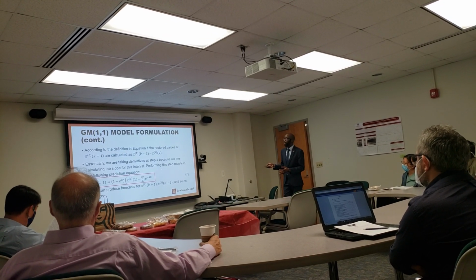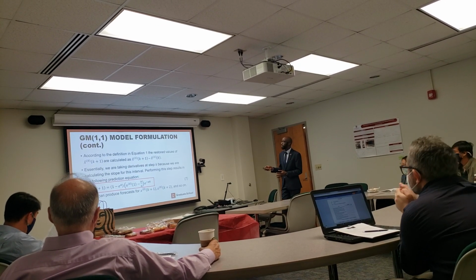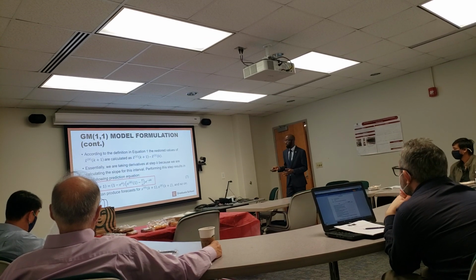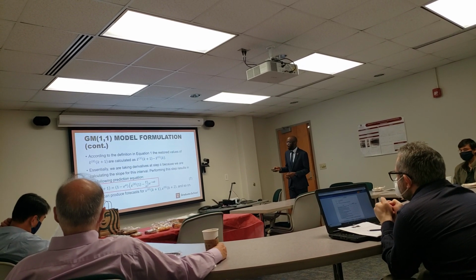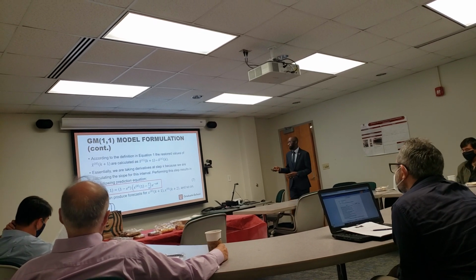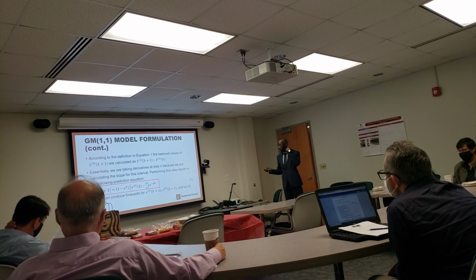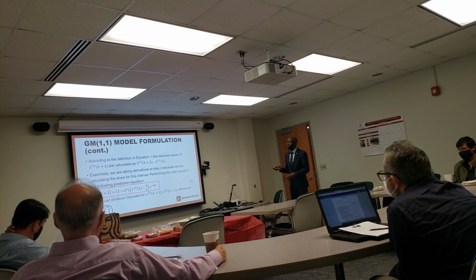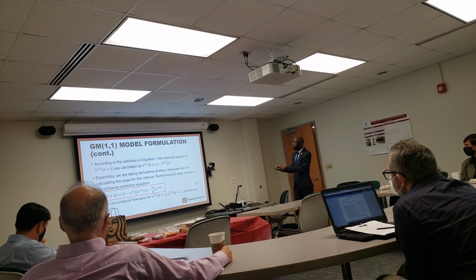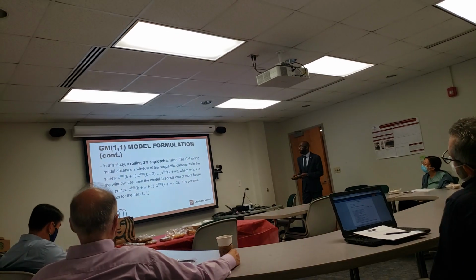To do that, we just subtract x1k from x1k plus 1, and from there we can derive the equation for our prediction. The x null k plus 1 equation can be derived from there, and that equation can be used to predict n steps: k plus 1, k plus 2, and so forth. In our case, we use this equation, but we use an approach called the rolling horizon approach.